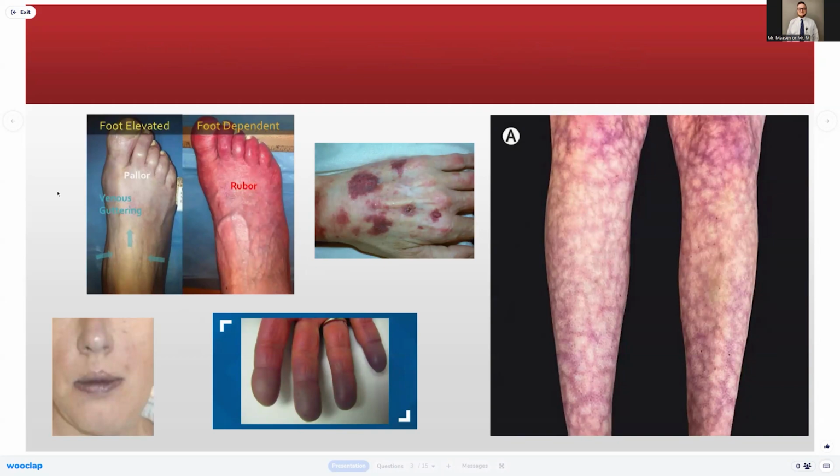Rubor is like this extreme redness. I always remember rubor is extreme redness because rubor starts with R. It's kind of like rhubarb. I say rhubarb, but it's rubor. Cyanosis we know is the blue tinge to lips, extremities, and fingernails. Blotchy bruising, a sign of wounds.